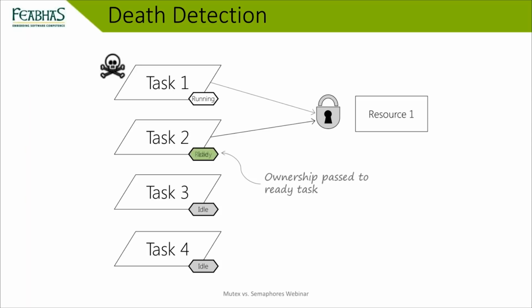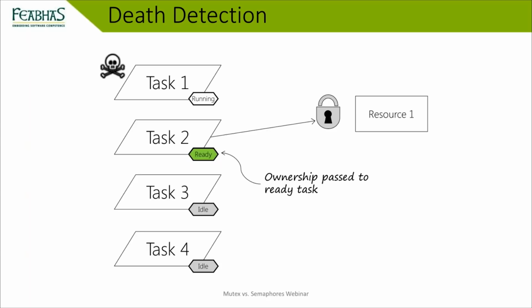And now we can have a model for passing ownership. And different RTOSs have different models, so you'd need to look at the details of your particular operating system. Now, many don't have anything. Many still don't do death detection, even though they have mutexes. So that's the first thing to check. For those that do some sort of death detection, there are 2 models you'll tend to see.